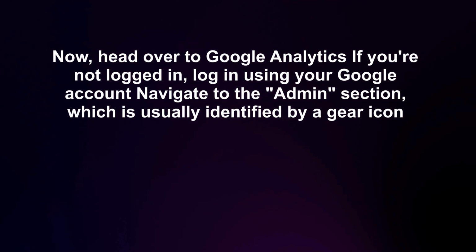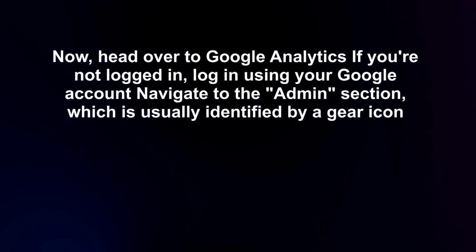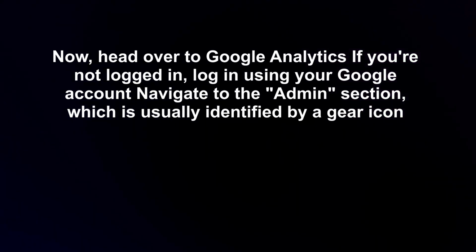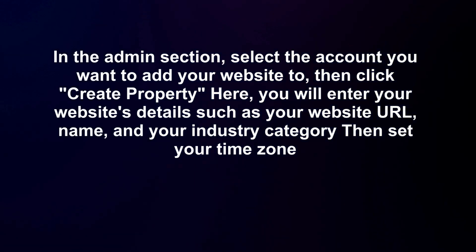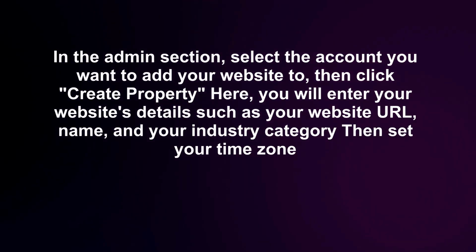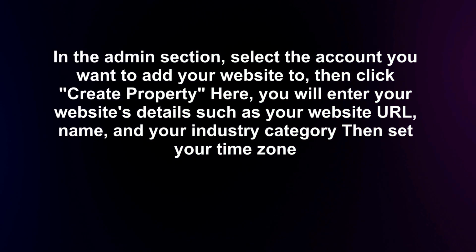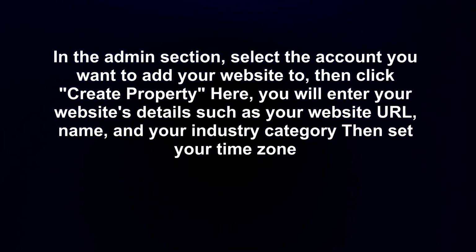Now, head over to Google Analytics. If you're not logged in, log in using your Google account. Navigate to the admin section, which is usually identified by a gear icon. In the admin section, select the account you want to add your website to. Then click Create Property. Here, you will enter your website's details such as your website URL, name, and your industry category. Then set your time zone.